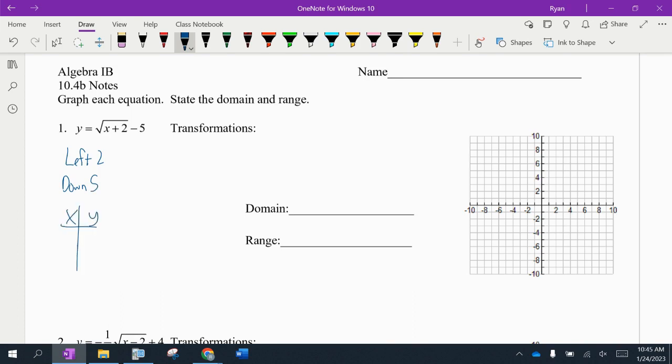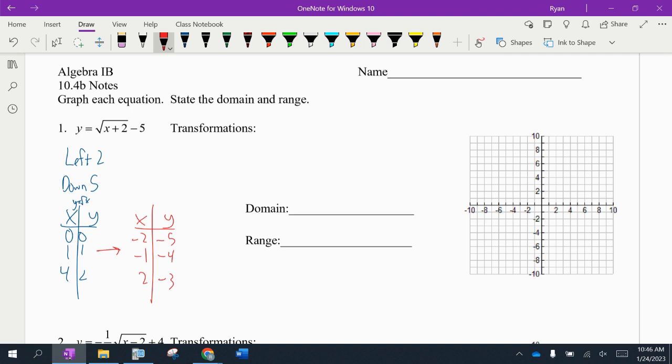So my parent function always uses these points. If I plugged it into just the regular y equals square root of x, I like these values because I can take their square roots and get those nice integers. But in the problem that we have, we're supposed to take these points, go left by 2, so subtract 2 from all of the x's, and then go down by 5. So subtract 5 from all of the y values. And now these are the points that we're going to put onto our graph.